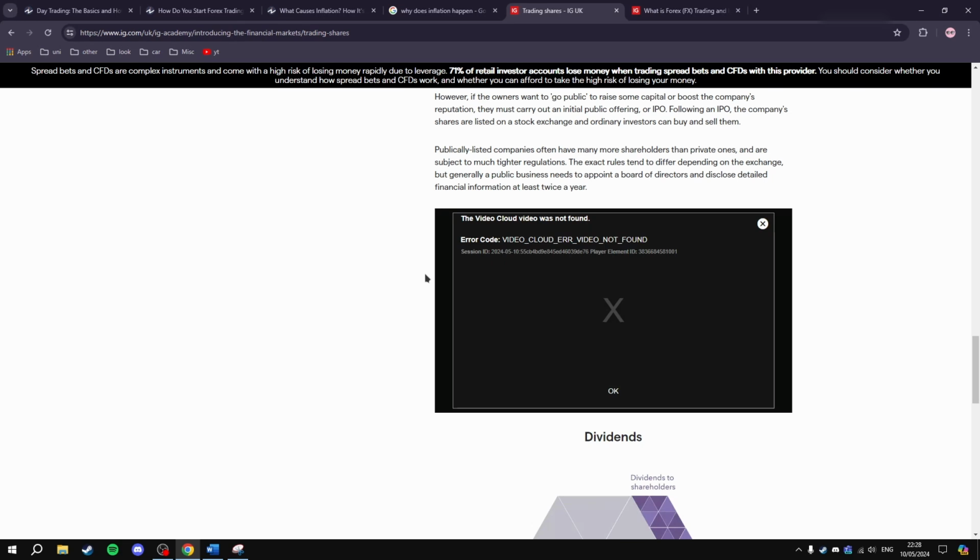However, if the owners want to go public to raise some capital or boost the company's reputation, they must carry out an initial public offering, or IPO. Following an IPO, the company's shares are listed on the stock exchange and ordinary investors can buy and sell them.